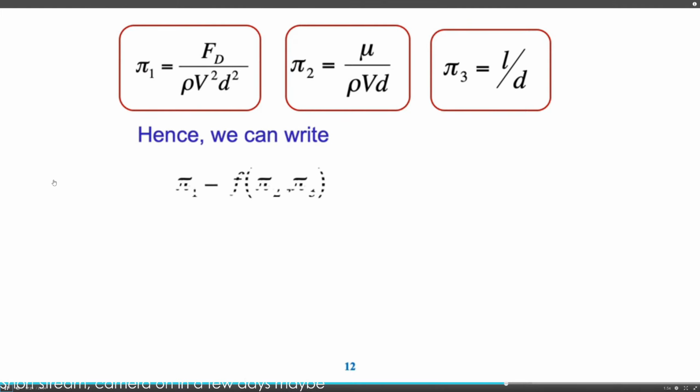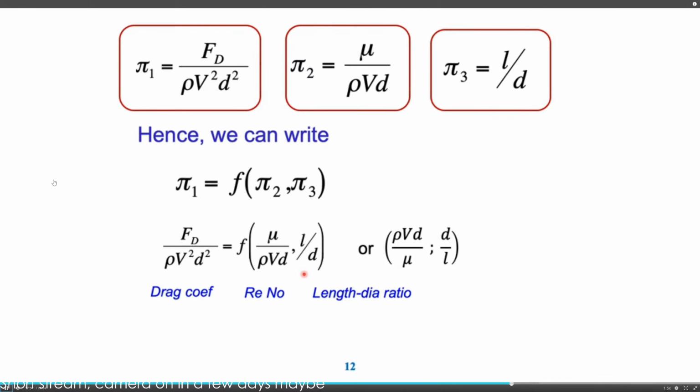So there are 3 pi groups, right? You can write this. The first pi group, the drag force, is a function of Reynolds number and the length to diameter ratio or diameter to length ratio. Okay? So this is a drag force coefficient, it's dimensionless, Reynolds number, and lastly, the diameter to length ratio.